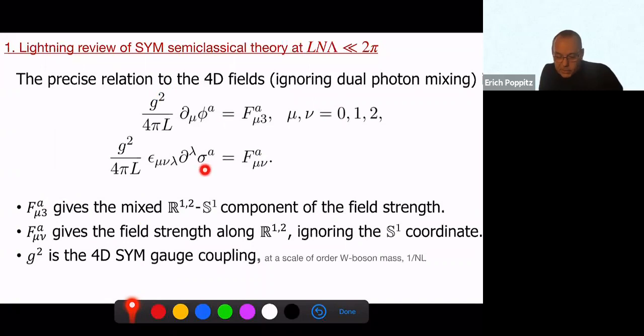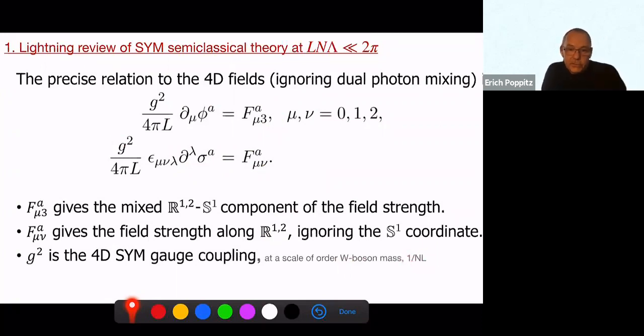Those are the fields, and the relation to 4-dimensional fields is as follows. The sigma fields are dual to the Cartan photons. Mu and nu are indices in R3. So the dual photons are the duals to F mu nu, the field strength along R1,2. And the holonomy scalars are just F mu 3, the mixed component of the field strength. And there are fermions as well. In this relation, I explained who is who, and g squared is the 4-dimensional super Yang-Mills coupling at a scale of order 1 over NL.